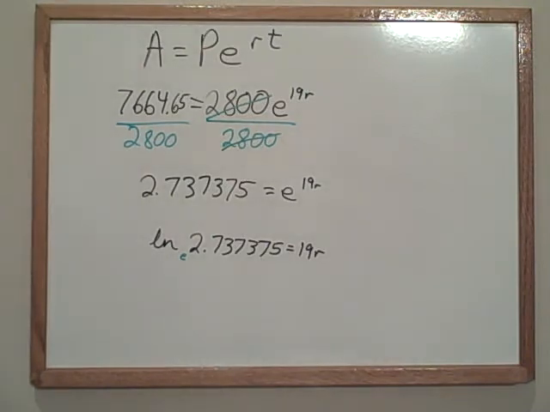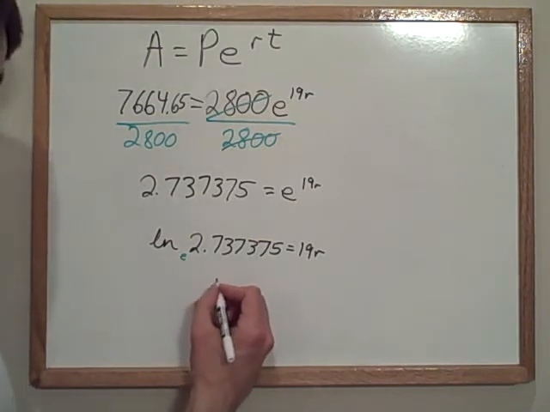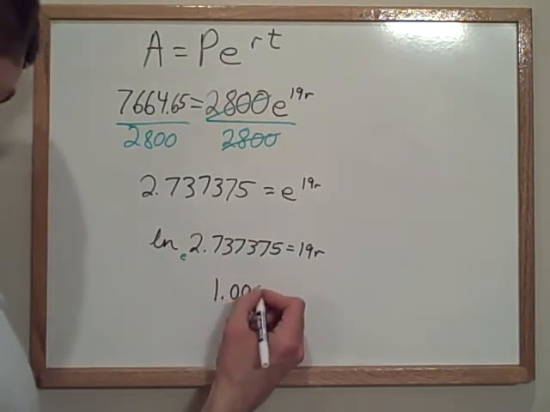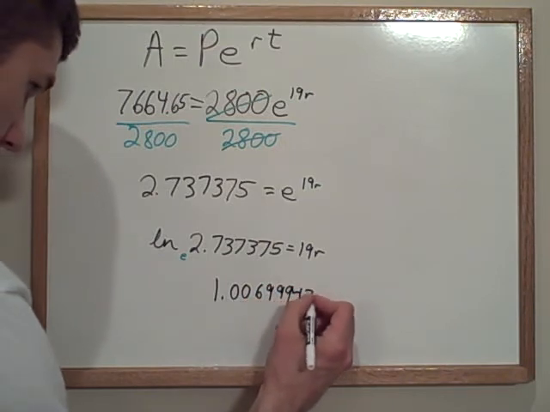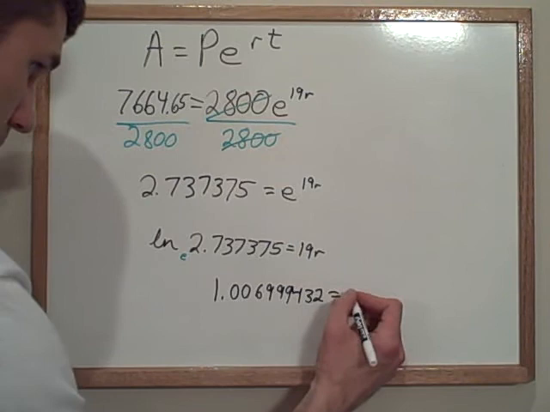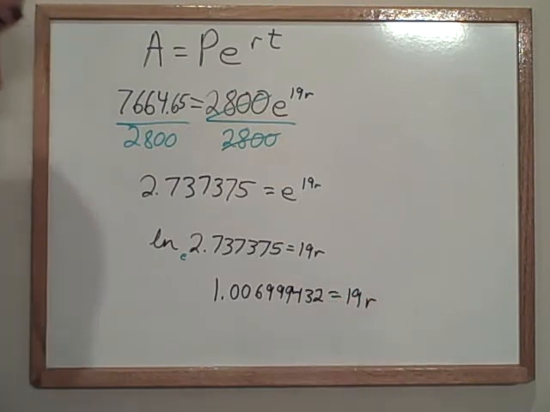Little things that I would like for you to notice. Natural log 2.737375. Oh, I wasn't too far off. Because I went to math school. 1.006999432. My goodness, you're going to write all those? Darn skippy, I'm going to write all those. And I'll tell you why. Because when we divide by 19, we might need some of those to make our answer that much more accurate.